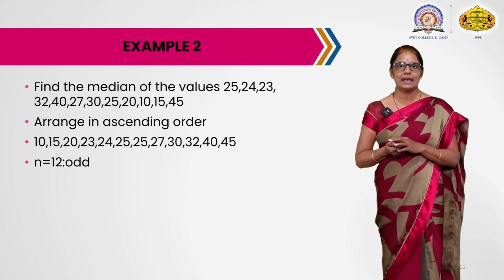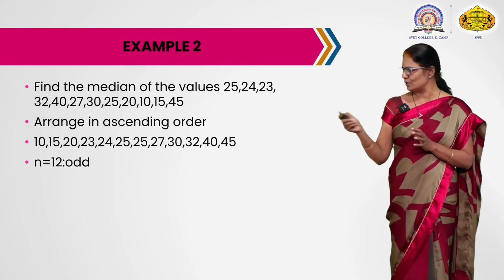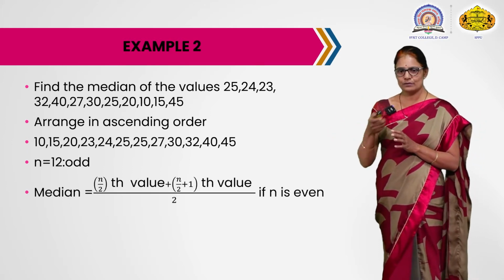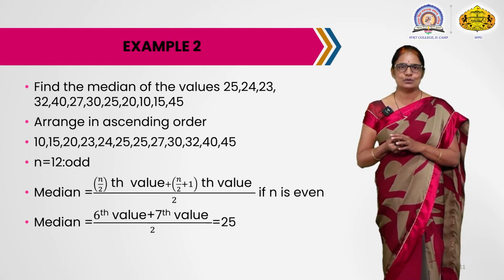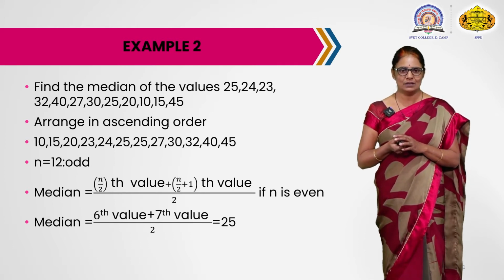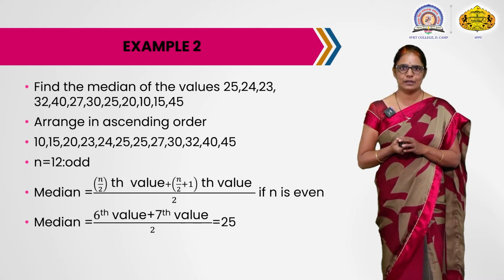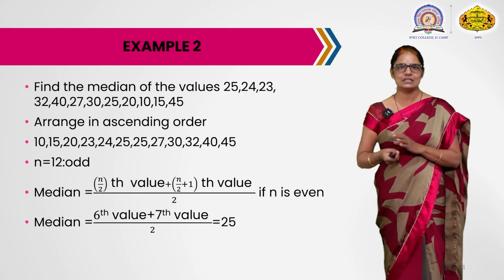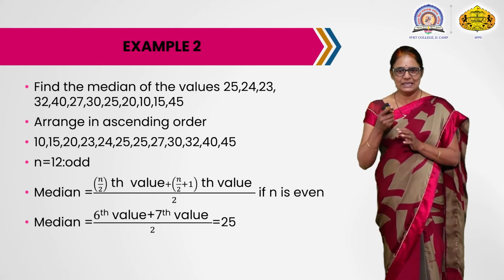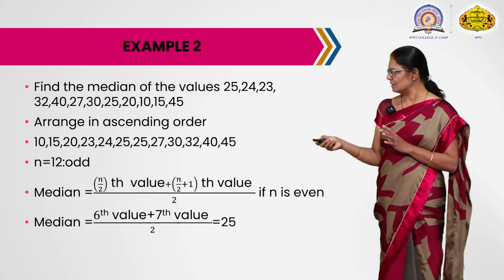So the median is given by the average of the n by 2th observation and its next observation. According to this definition, we put the value of n as 12. So the median is the average of the 6th and the 7th observation. Now see here, if you count in the data, the 6th observation is 25, and the 7th observation is again 25, so its average is 25. So in this case, the median of the given data is 25.